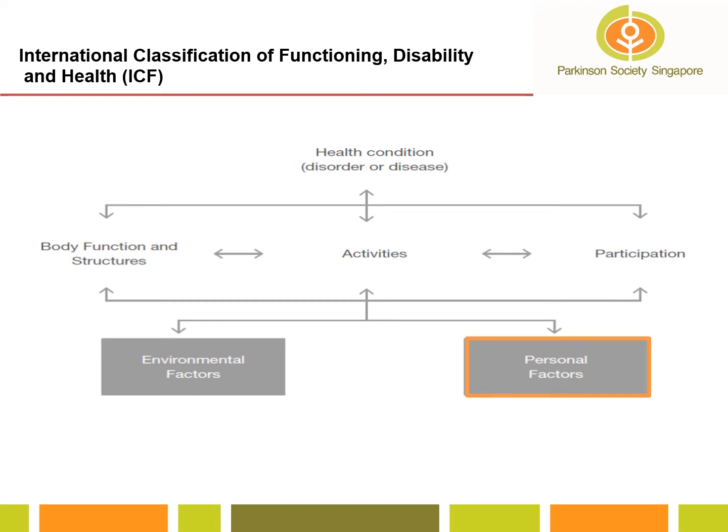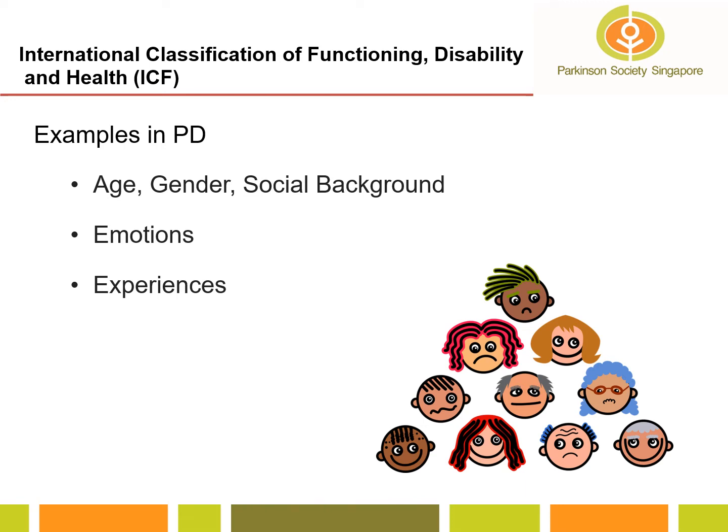Last but not least, we are talking about personal factors, and here personal factors are mostly internal factors that affect their ability to, for instance, complete certain activities or limit or restrict their participation in certain tasks, etc. Some examples of personal factors in the ICF model include age, gender, social background, and as we know, some of our clients with Parkinson's do have volatile emotions. Some of them may have extreme anxiety, they may have depression. So all these do play a part and do impact their health condition.